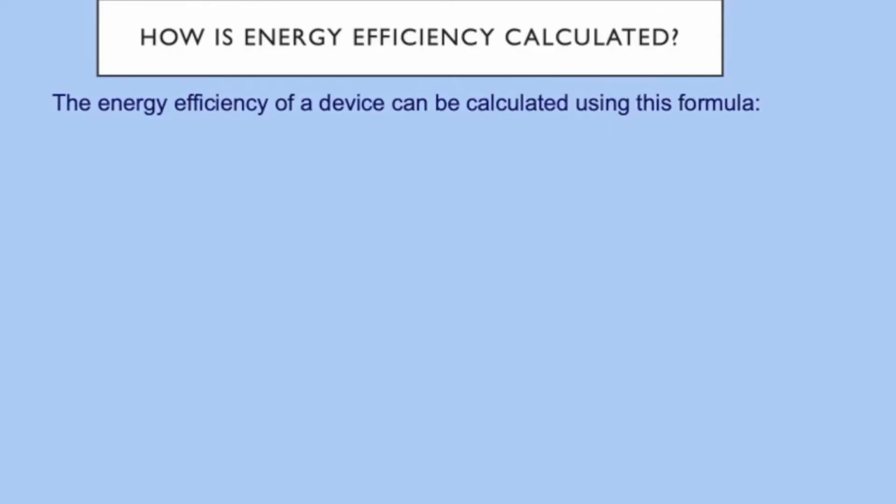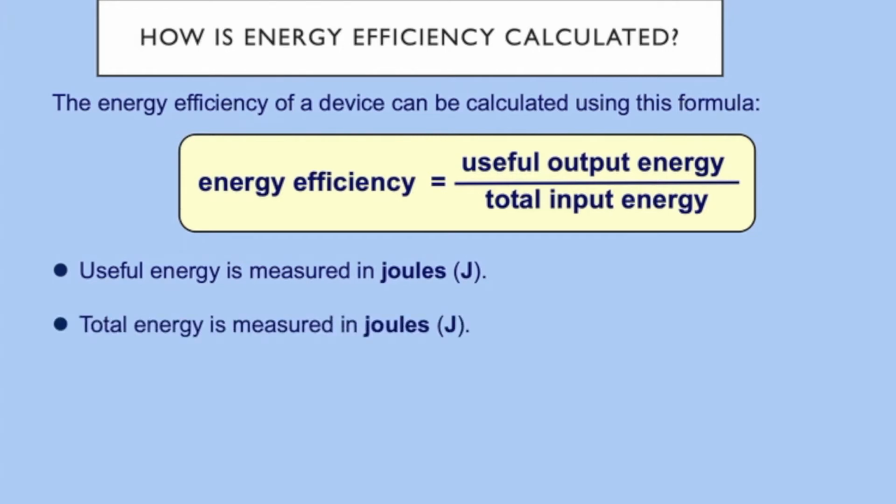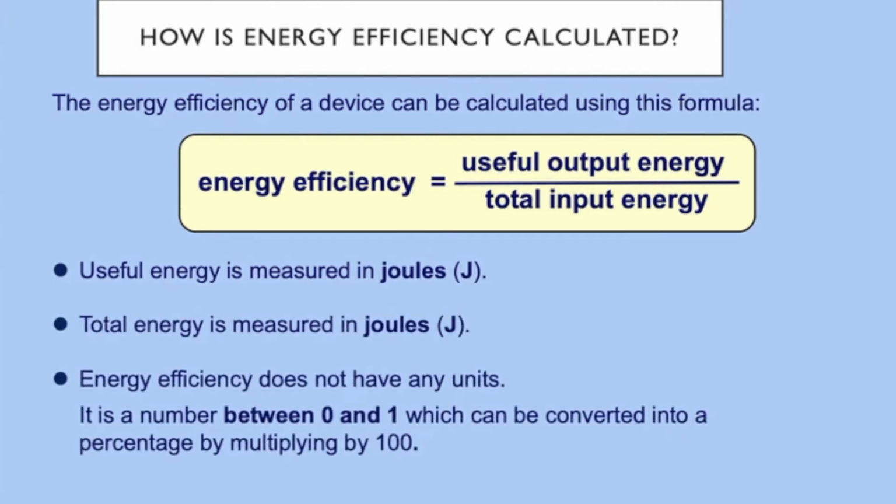How is energy efficiency calculated? We can use an equation. Energy efficiency is the useful output energy divided by the total input energy. We measure energy in joules, so both of those are in joules, and because we're having joules divided by joules, energy divided by energy, efficiency doesn't have a unit, it's just a ratio. So it's just a number between 0 and 1.